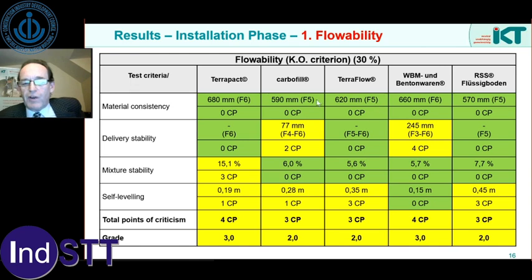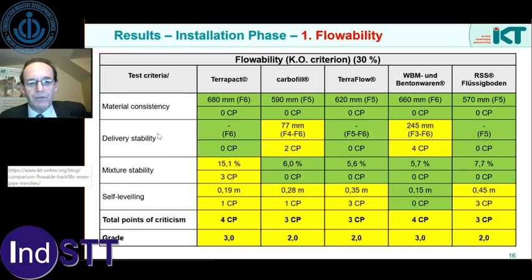Now, anything you see in green means that it was fine. Anything in yellow means that there were some issues with it. We scored up the points and we issue a grade. Now we use a grading system from 1 to 6. Grade 1 is excellent, down to grade 6, which is poor, or rather not usable. So you will see this throughout the presentation.